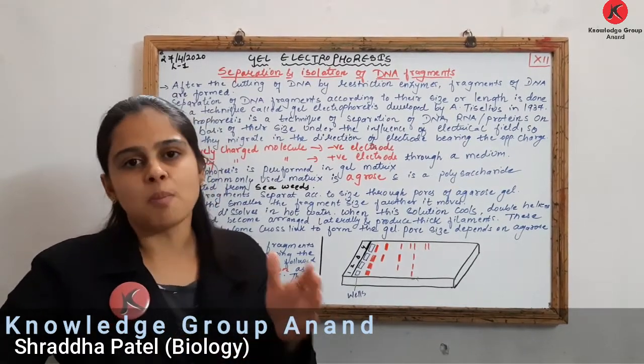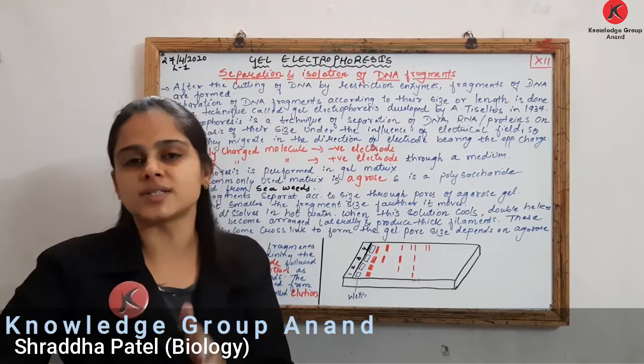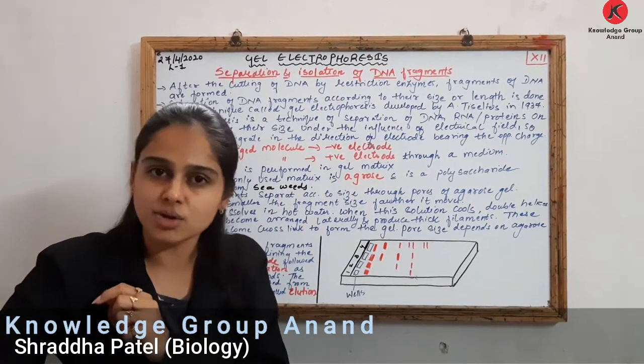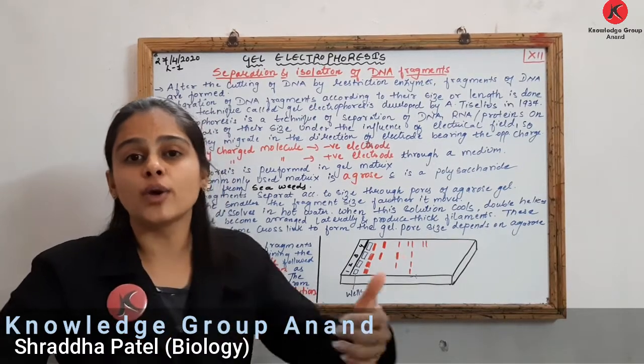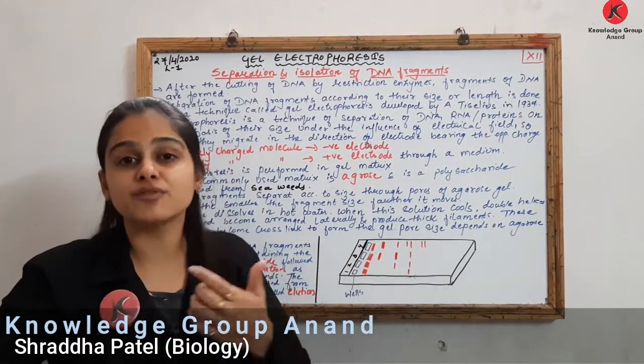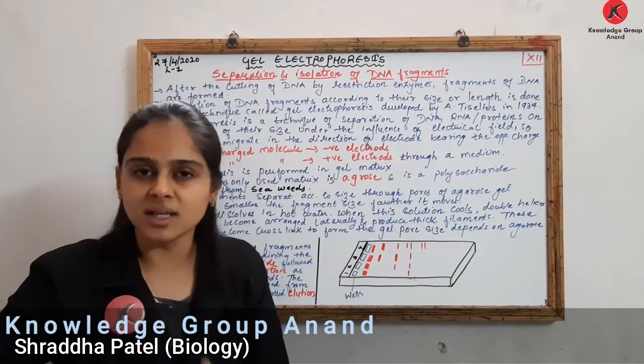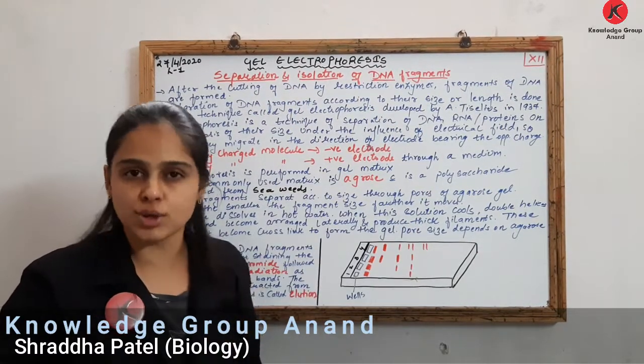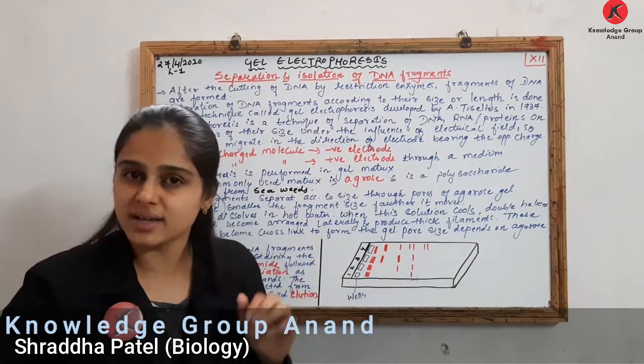Look, by the action of restriction enzyme, what has happened? We have cut the DNA into small pieces. Yes or no? Yes. How are we going to separate these DNA fragments? By a technique called gel electrophoresis, and today we are going to discuss this technique.